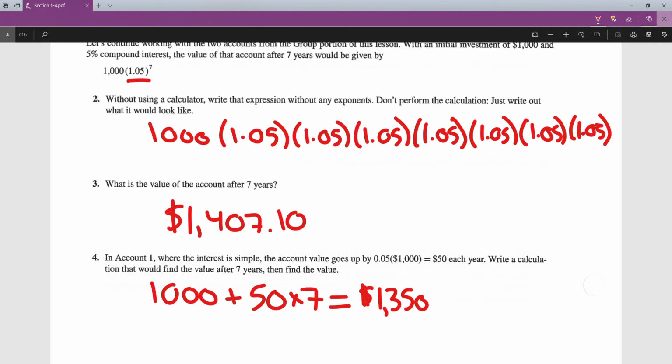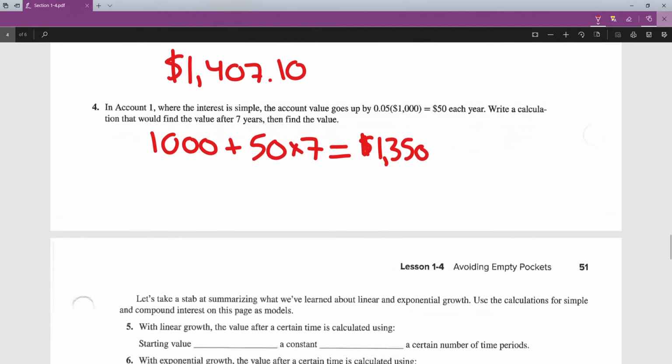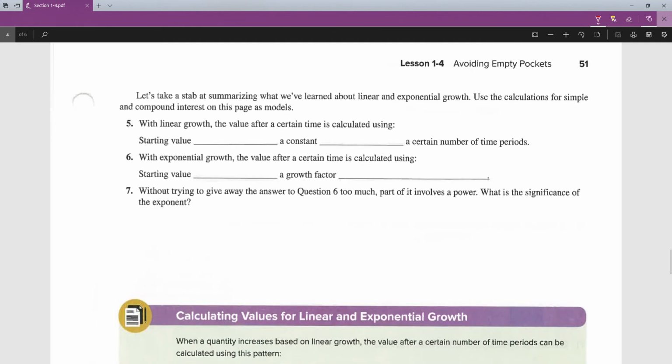Let's move to page 51. It says, let's take a stab at summarizing what we've learned about linear and exponential growth. Use the calculations for simple and compound interest as models. With linear growth, the value after a certain time is calculated using the starting value plus a constant times a certain number of time periods. With exponential growth, the value after a certain time is calculated using the starting value times a growth factor raised to a power.